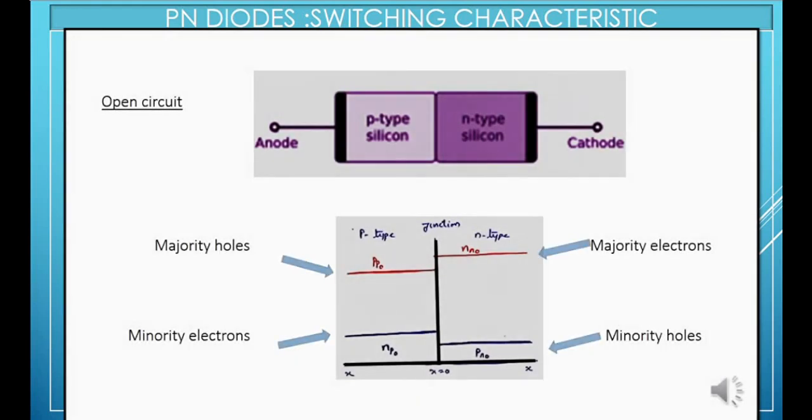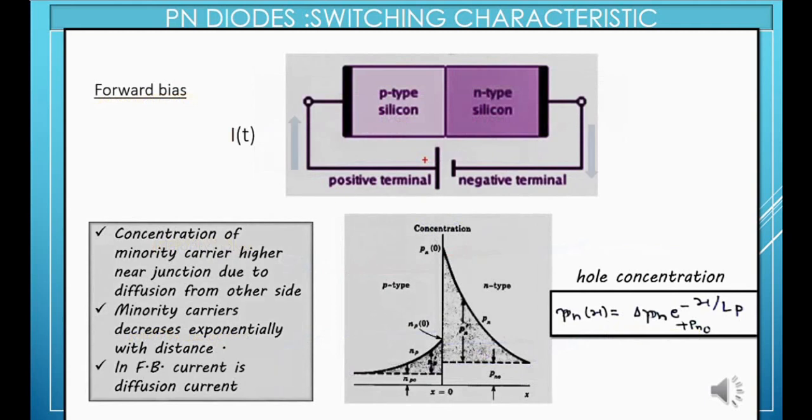In this slide, we will talk about the behavior of a PN diode in switching condition. This is an open circuit PN diode, and the PN diode has four types of charge carriers. At the P side, the majority carriers are holes. At the N side, the majority carriers are electrons. At the P side, the minority carriers are electrons, and at the N side, the minority carriers are holes.